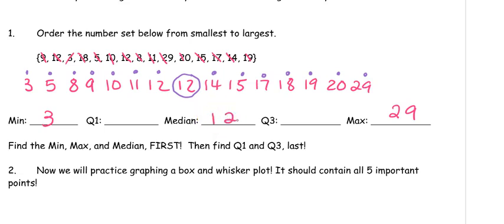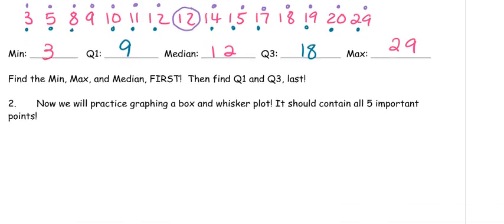Now, to find Q1 and Q3, we need to find the median of the lower half of the data and the median of the higher half. So the median of the whole data set is what splits it in half. So when we look for Q1, we're looking at all the numbers below our median. So I'm going to use the dot process again on that, so I can cross off 3 and 12, 5 and 11, 8 and 10, and then 9 is going to be our Q1. And then over here I can cross off 14 and 29, 15, 20, 17, 19, and our Q3 is 18.